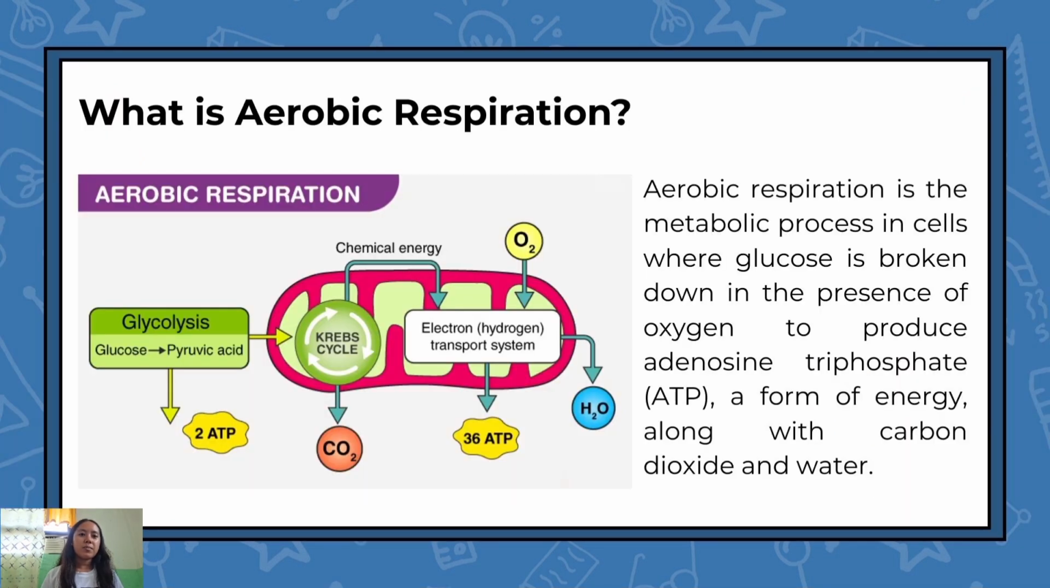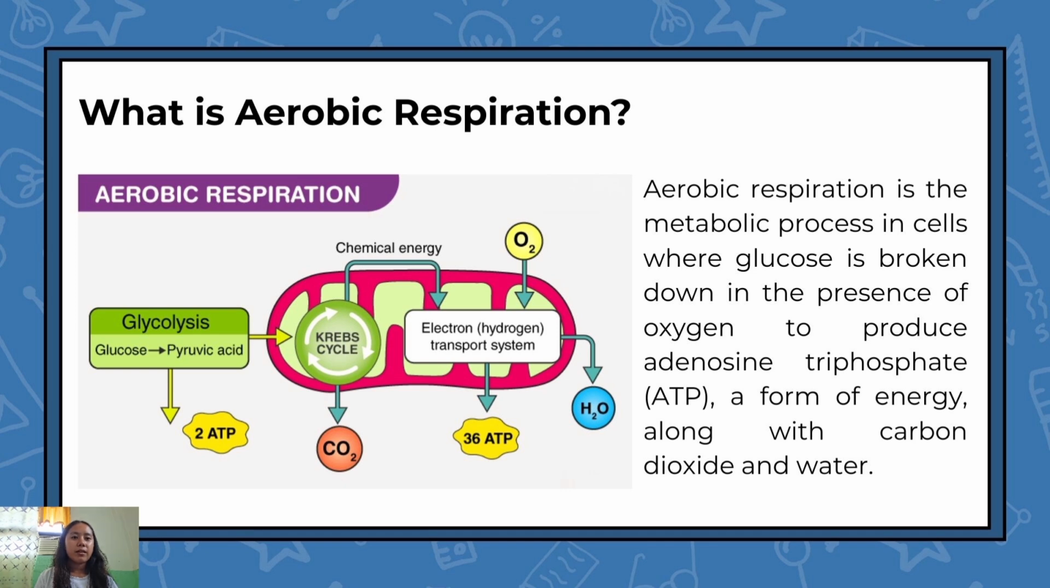What is aerobic respiration? Aerobic respiration is the process by which cells break down glucose using oxygen to release energy. This energy is stored in a molecule called ATP or adenosine triphosphate, which the cell uses to perform its function. So aerobic respiration is the process in cells which helps our body to function. It happens in the mitochondria, also known as the powerhouse of the cell.